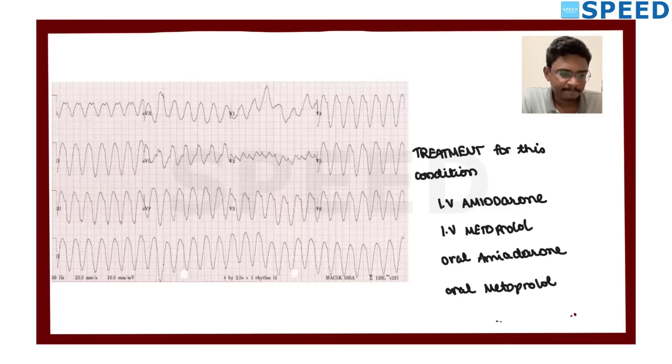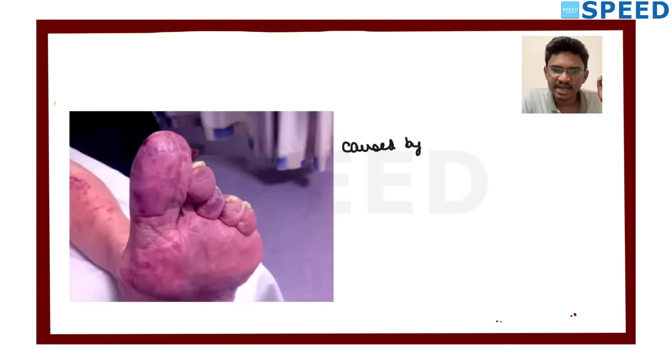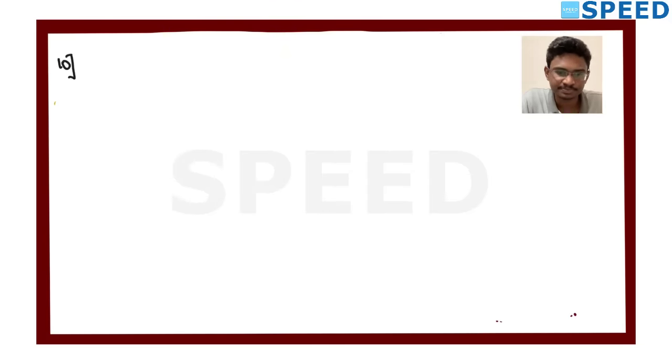Next, this image was asked, and what is the causative agent? Obviously the answer is warfarin. Warfarin causes skin necrosis or purple toe syndrome.